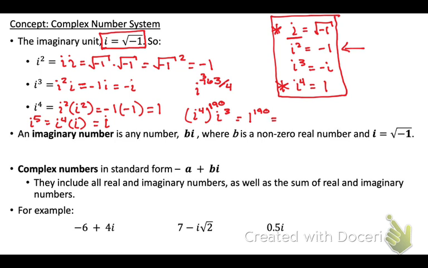times i squared times i, don't we? Should we know i squared is negative 1? Yes. Definitely after today. So what's 1 to the 190th? 1. What's i squared? Negative 1. So we have negative 1 times i, so negative i.